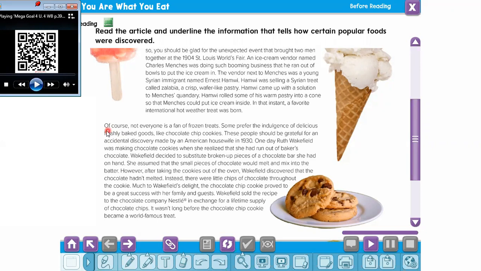Okay. Of course, frozen treats. Some prefer the indulgence of delicious freshly baked goods like chocolate chip cookies. These people should be grateful for an accidental discovery made by an American housewife in 1930.